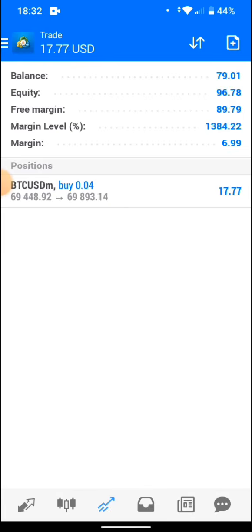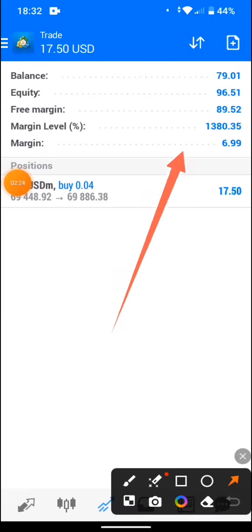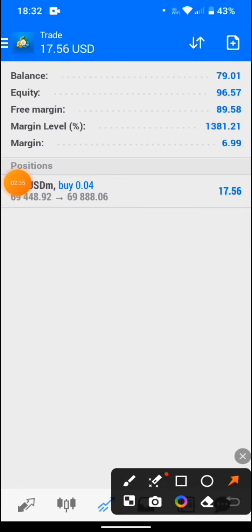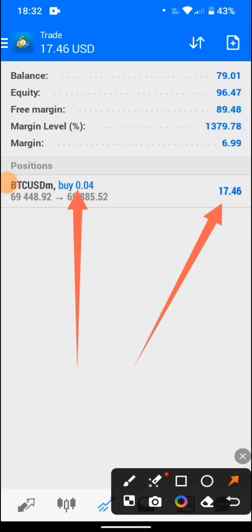So we close. As you can see from the top here, we currently have $79, so we are making $21 profit. But now you can see we are making $17, and you can notice that the lot size has changed. We are no longer using 0.05.